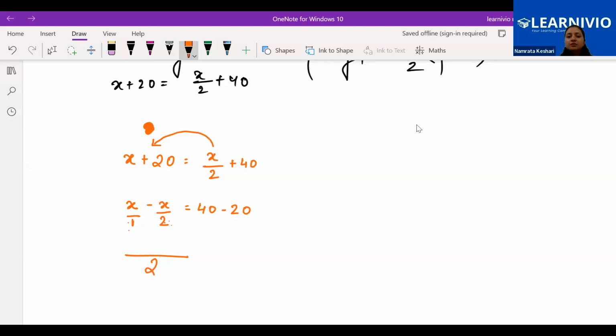Ma'am, 2x minus x, and then 80, ma'am. Yeah, x by 2. 40 minus 20 is 20. So basically 2x minus x will be x by 2 is equal to 20. Now the denominator 2 we will transpose to the other side. It will be in multiplication on the other side. So from here we are getting x equals 40 years. Okay. I did it some other way, I messed it up. Okay, no worries.